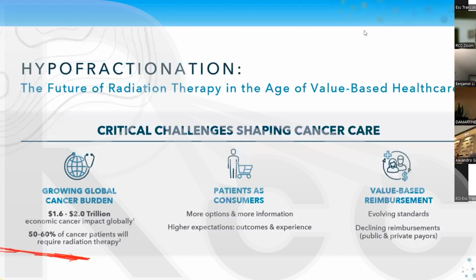When we talk about the critical challenges in hypofractionation or in cancer treatment, we know that the volume of patients with cancer worldwide is increasing. When we look at it from the perspective of the patient as a consumer of our resources and our treatments, we see that the patient has more and more options, has high expectations about outcomes and of having a better experience. And that's why we are all advocating to build services centered on the patient.